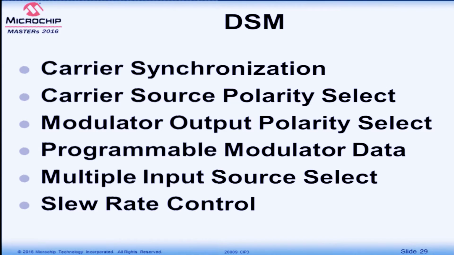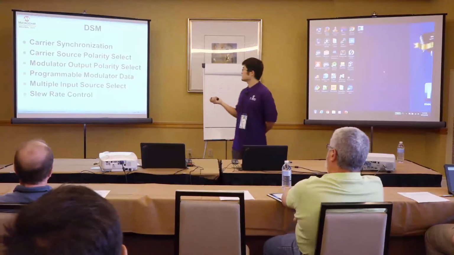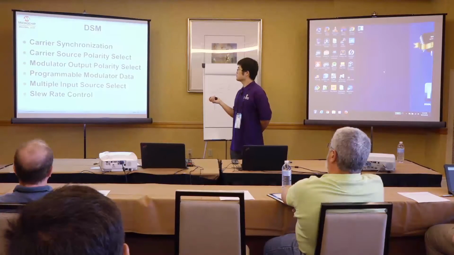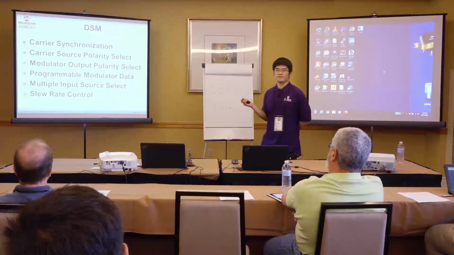Now, some other neat features we have with DSM. We can choose synchronization schemes. We will dive into details about how the synchronization works in the following slides. We can choose polarities on both your carrier source and modulator output, so we can flip them around. You can program the modulator data. This is the software-controlled modulating scheme, right? You have multiple input sources available, and you can control the slew rate.